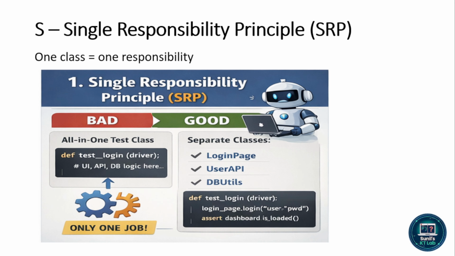First, Single Responsibility Principle. One class equals one responsibility. That means if you're creating a class for any object, you keep all the responsibility of the class in that class only. Don't mix it with multiple classes. For example, separate classes for login, user API, DB utils. Don't mix multiple behaviors in one class.